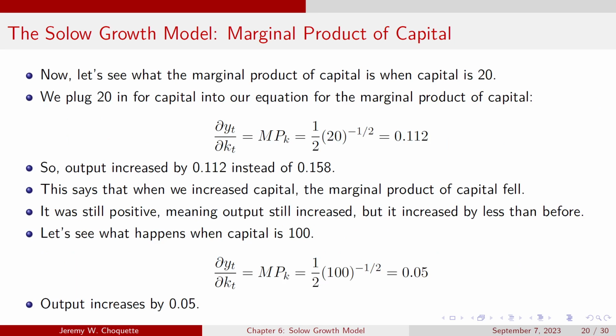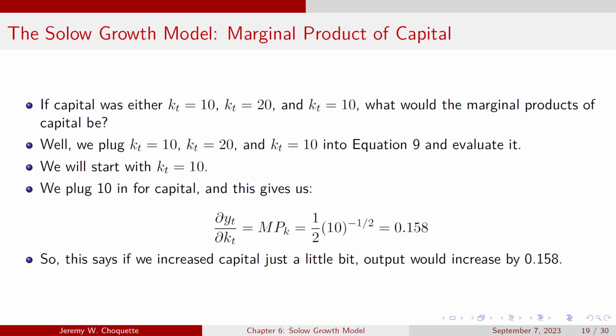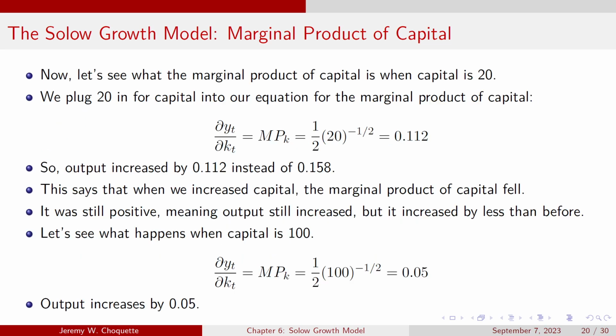Now let's see what the marginal product of capital is when capital is at 20, right? So instead of plugging in 10, I'm going to plug in 20. Okay, I get 0.112. Well, 0.158 when capital is lower, capital is higher, marginal product of capital is lower. Output increased by 0.112 instead of 0.158, which says when we increase capital, the marginal product of capital fell.